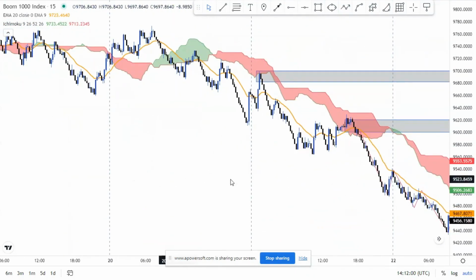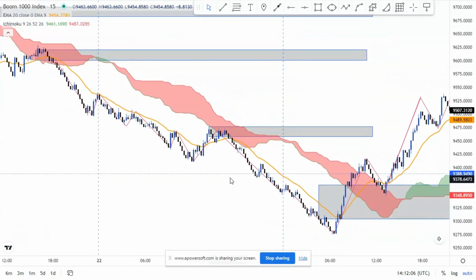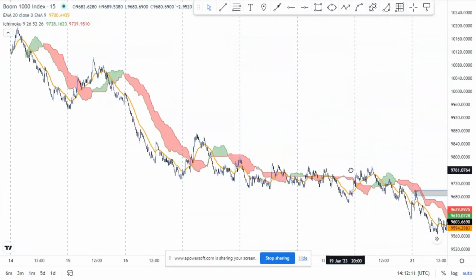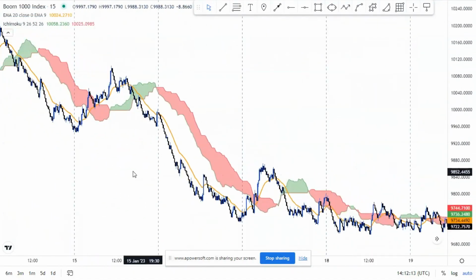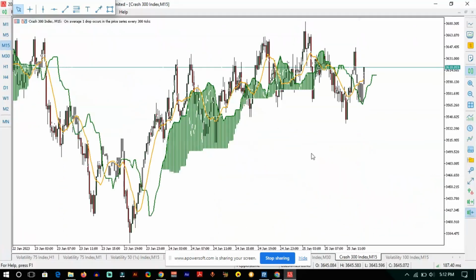So you'll have a setup like this one. By the way, for Boom 1000 and Crash 1000, it's really going to work well because they move a lot. They can move in a given direction for a long time. So when we cross back, you take entries. So let's go on MT5, and then I quickly show you.